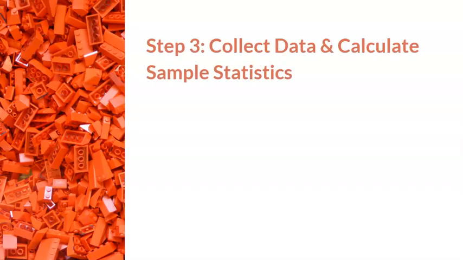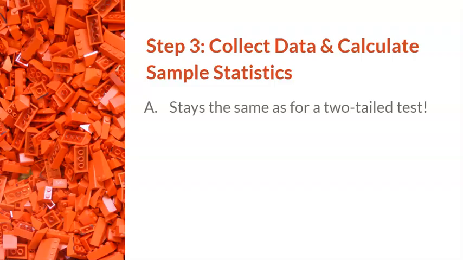Step 3, the red Lego, is to collect data and calculate sample statistics. Fortunately, this step stays the same as it would for a two-tailed test. You will calculate the z-score for the sample using the formula provided in an earlier lecture video for a two-tailed hypothesis test.